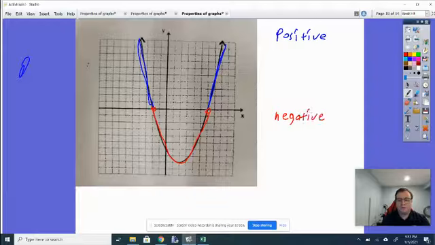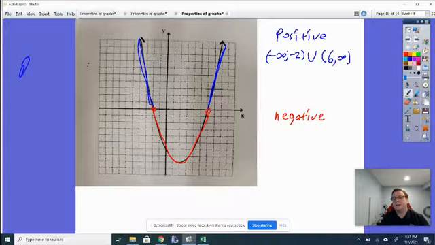Okay, still 2 notations. So we're going to use those x values, those input values. So from negative infinity to negative 2, not including, because at negative 2 it's 0, not negative, not positive. And then also from 6 to infinity. Now I want to put a union symbol here because that tells me it needs to be either one of these or the other. It doesn't have to be both at the same time.